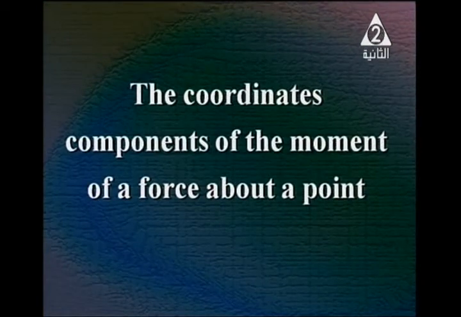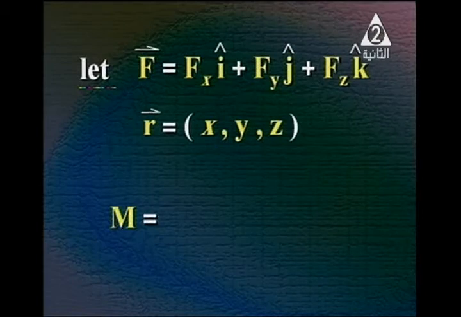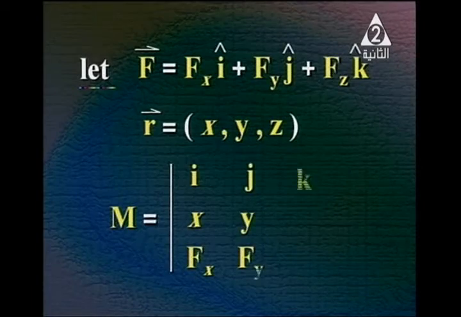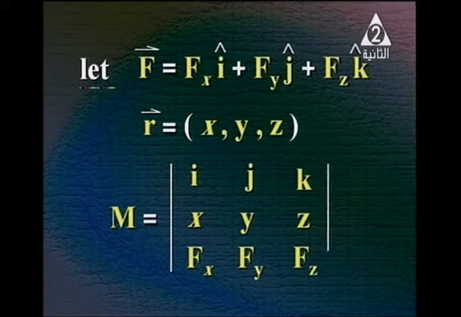The coordinate components of the moment of a force about a point. Dear student, let F equals Fx i plus Fy j plus Fz k, and the position vector r has coordinates x, y, z. What is the moment? In this case, we determine a determinant with 3 rows and 3 columns. The first row represents i, j, k.